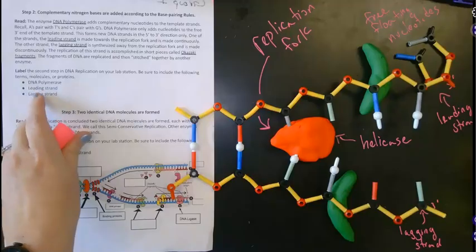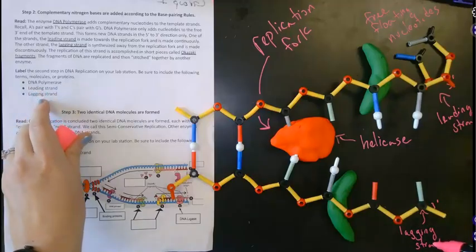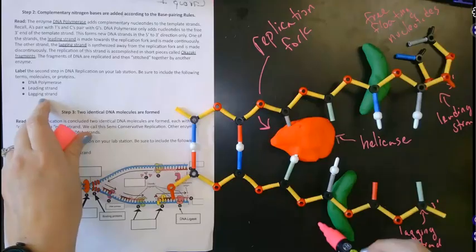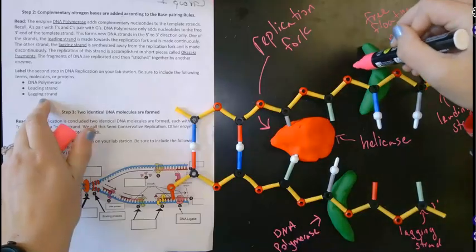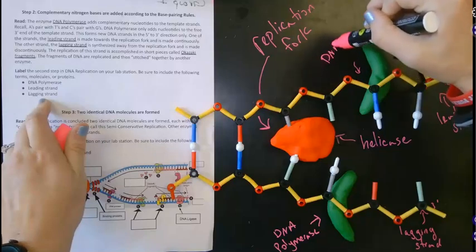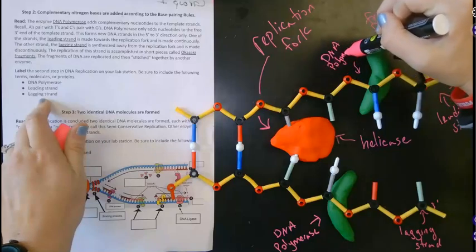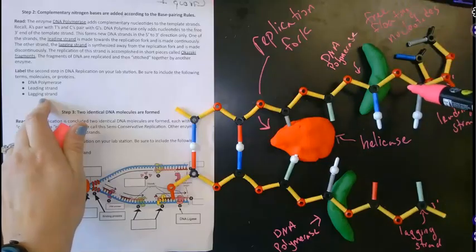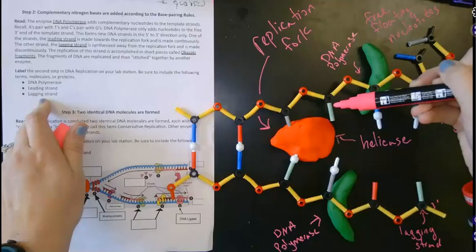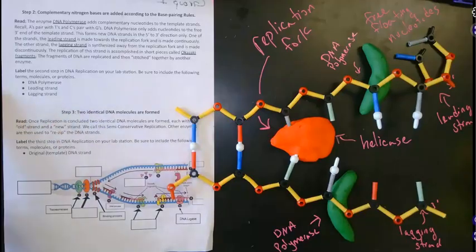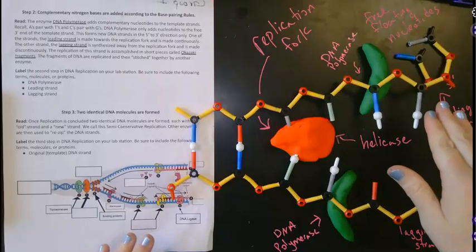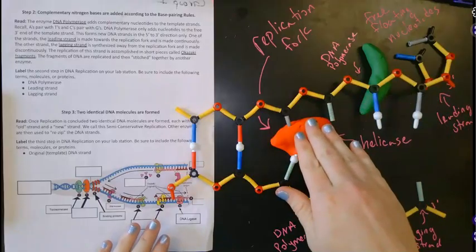So we are going to label our leading strand, our lagging strand, and our 2 enzymes that are being used here, DNA polymerase. So we have 2 enzymes of DNA polymerase. One is replicating the leading strand continuously, while the other one is replicating the lagging strand discontinuously. This is important because, again, remember, we can only read 5 prime to 3 prime.